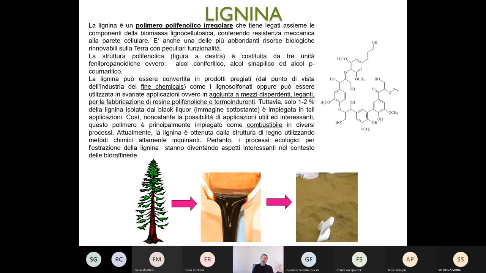Lignin has had, and still has today, some problems to be converted into a byproduct because, as you can see here, it is a polymer, but it's very irregular. You can see the composition, with a lot of chains and a lot of cycles, and so these characteristics make lignin not so interesting for some applications.